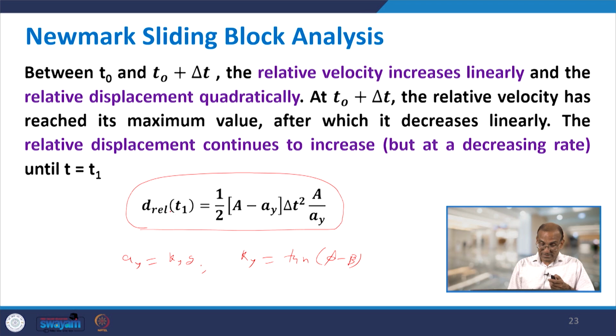Now, this relative displacement will depend on two other factors: one factor is A and another factor is delta t. Delta t is the time interval of your pulse, which depends on the frequency of excitation, and A is the amplitude.